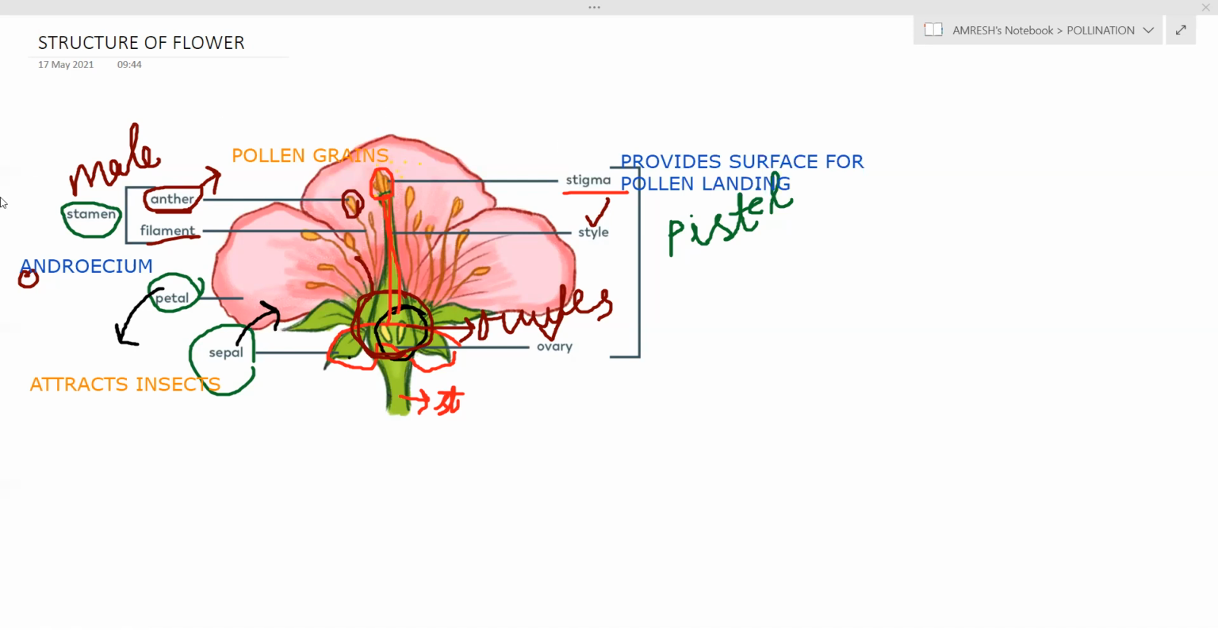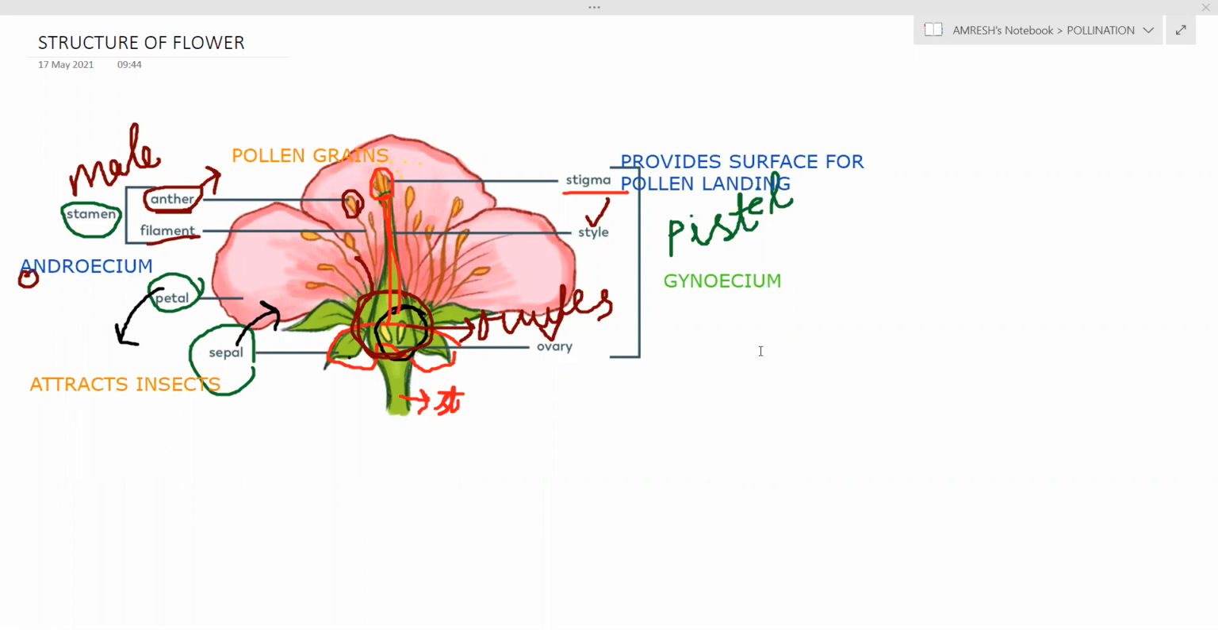And as the male part is called androecium, the female part is called gynoecium. Androecium, gynoecium. These two terms you have to remember. This is all about the structure of the flower.